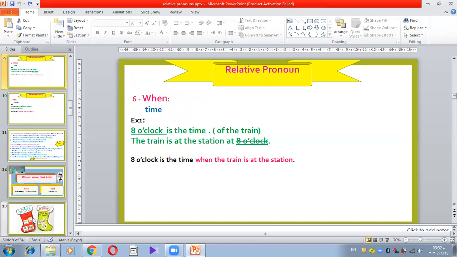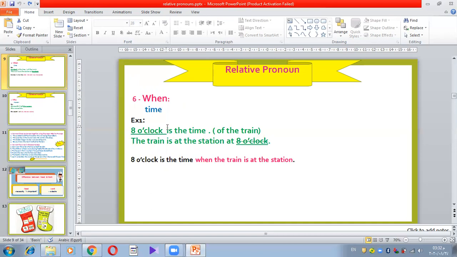So if you have something that is related to time, you can use when in this case. For example, if I said 8 o'clock is the time of the train, I just used of the train because of the meaning of the sentence. Or I can say the train is at the station at 8 o'clock. What is repeated here? The word 8 o'clock. Very good. So I'm gonna replace 8 o'clock with what? With when. Okay, so when the train is at the station. So I'm gonna say 8 o'clock is the time when the train is at the station.